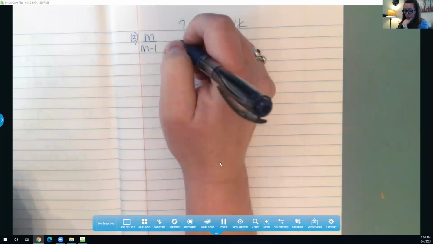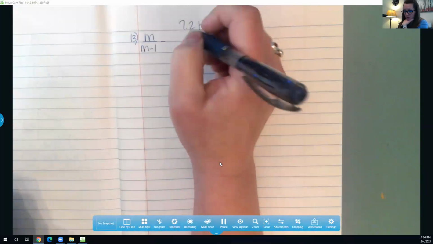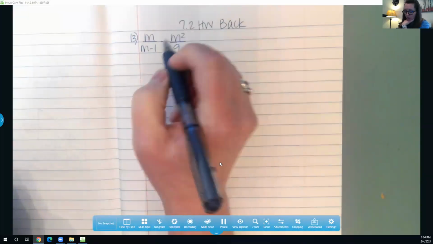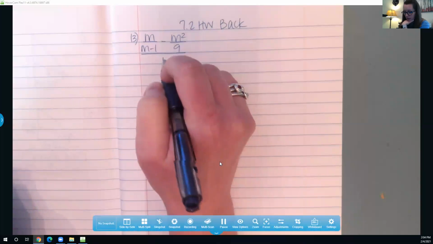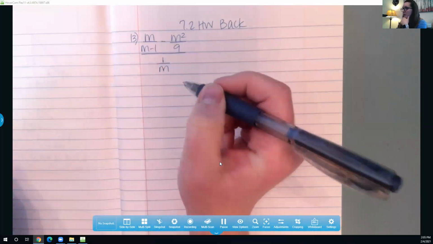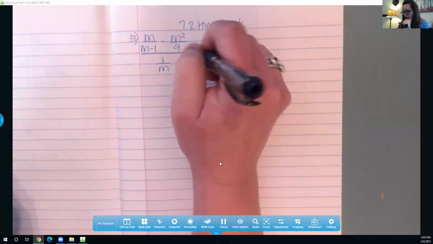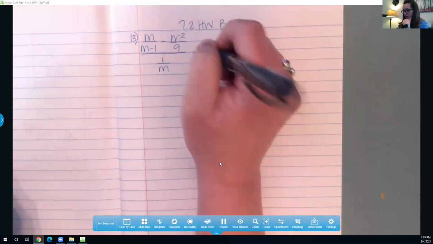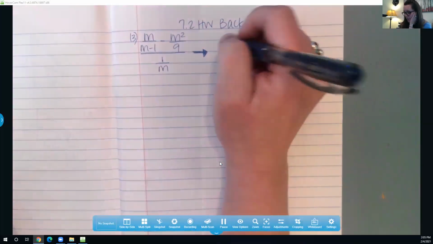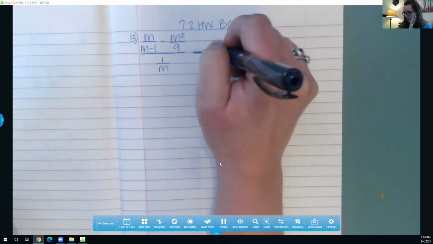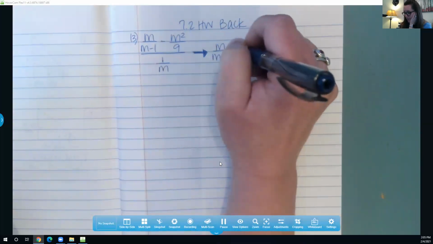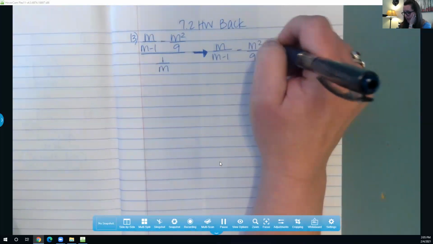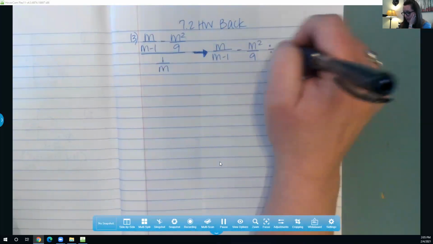So here's number 13. It's m divided by m minus 1 minus m squared divided by 9, all over 1 divided by m. So I want you to think about this, and we're going to rewrite it horizontally. It's kind of funky written as a complex fraction like that. So this is what it should look like: m divided by m minus 1 minus m squared divided by 9, divided by 1 divided by m.